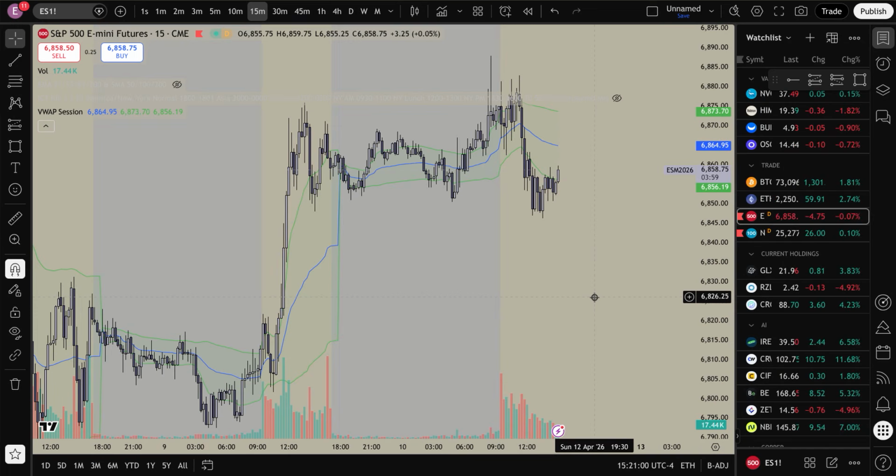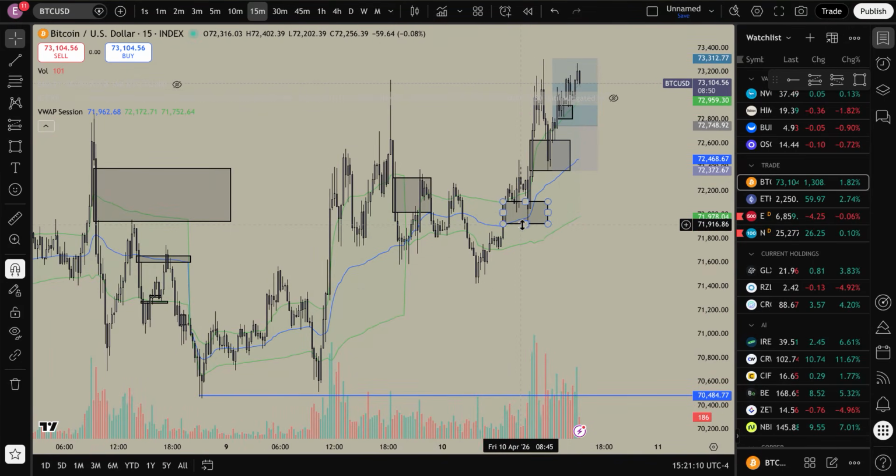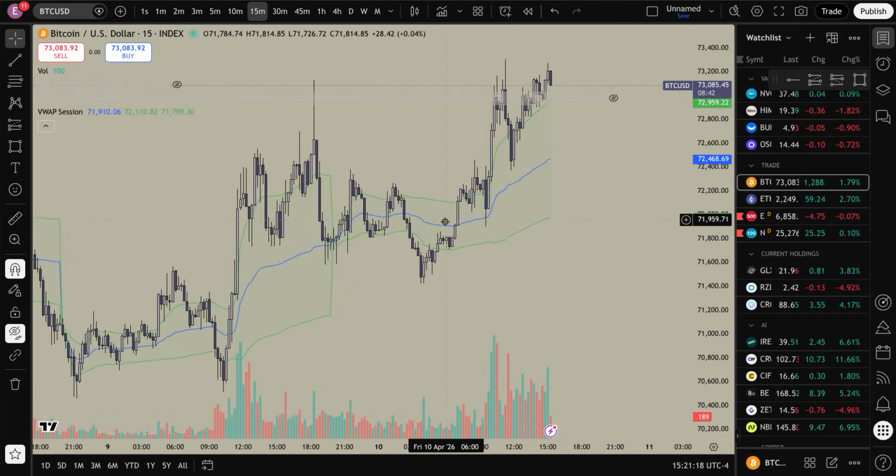Well, there's many ways, but the first and most common way is to determine bias. And I like to use this for Bitcoin as I feel that it's probably the best. Here, I'll just delete these drawings. So as you can see, what happens? Coming into market open, Bitcoin is ranging above market open. So what is that telling me? That the market is bullish.